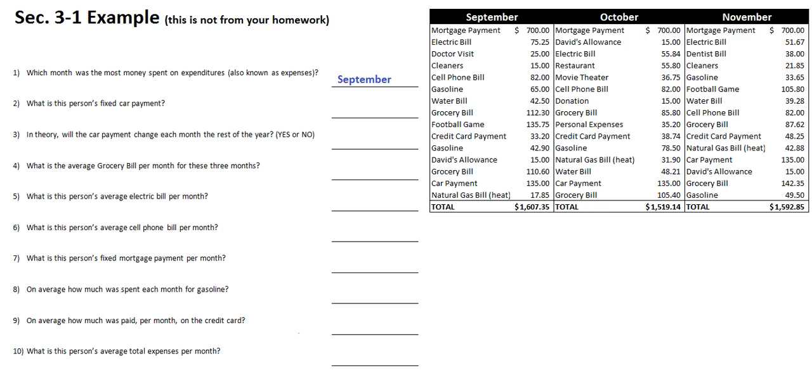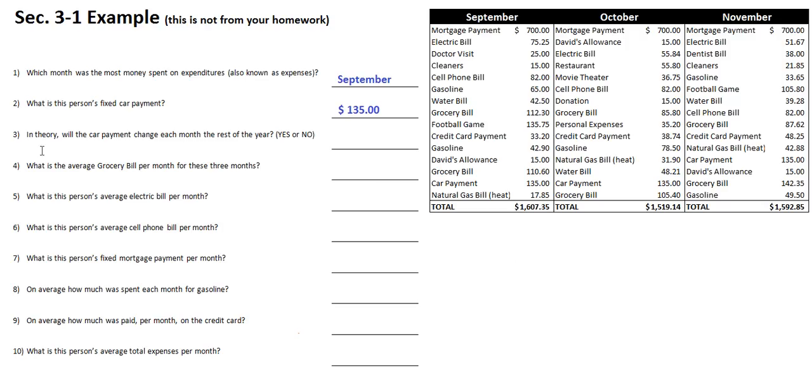Problem number 2. What is this person's fixed car payment? It even tells you that it's fixed in the problem. So what you do is you look at the car payment, you make sure all 3 of them are the same, and they are. Problem number 2 is asking, what is this fixed car payment? It's $135 each month.